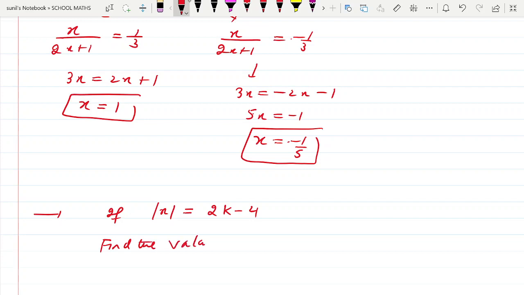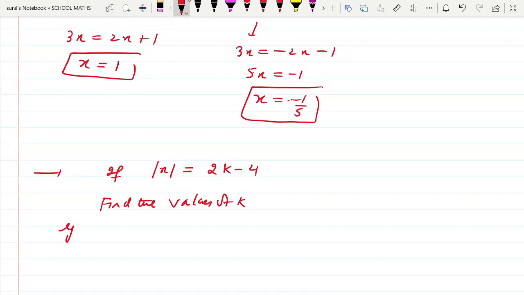Find the values of k if the equation has, number 1, two distinct solutions. Now guys, what do you mean by two distinct solutions? That is, two different solutions.